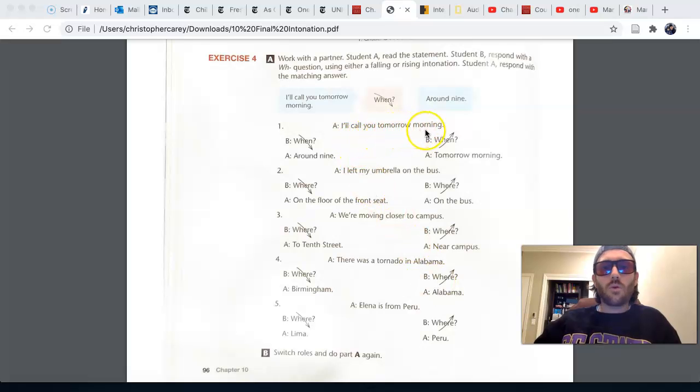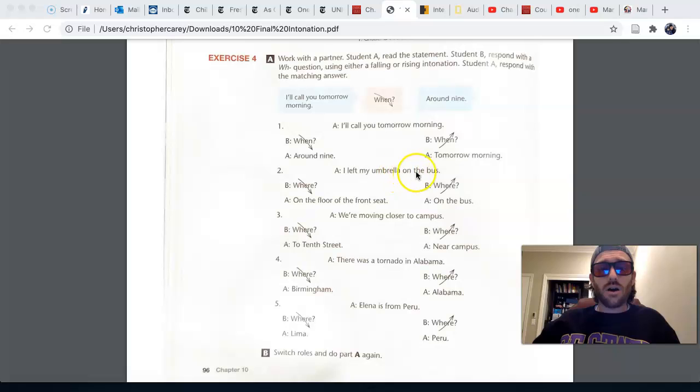I'll call you tomorrow morning. When? Around 9. I'll call you tomorrow morning. When? Tomorrow morning. Information, falling intonation. Clarification, or please repeat, a repeating of the same statement, right? So see the difference there? Falling intonation, information. Rising intonation, repeat please what was just said.